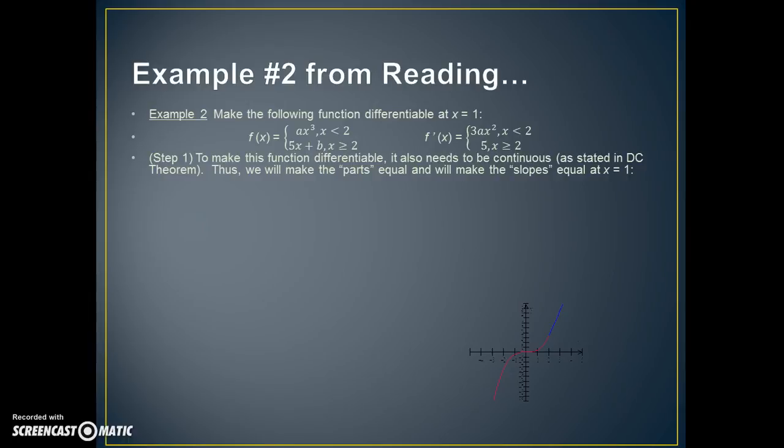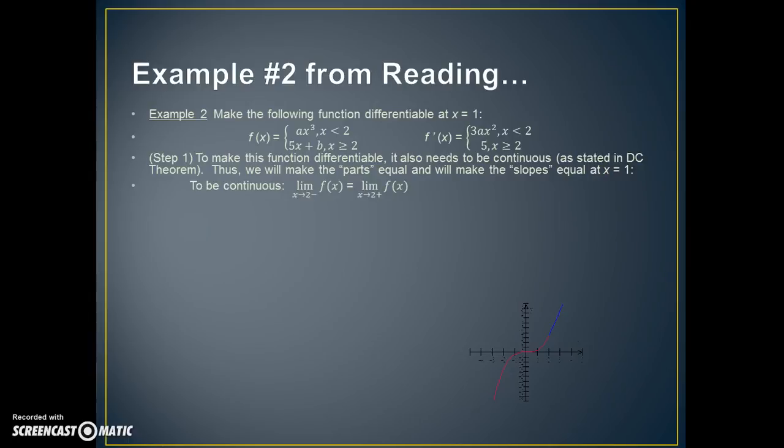Our first step, in order to make this function differentiable, according to the previous theorem, is that we need the function also to be continuous. So we need to set the left and the right side pieces equal at x is equal to 2. And we also need to make the slopes equal at x is equal to 2. And that's a typo right there. It should read x equals 2.